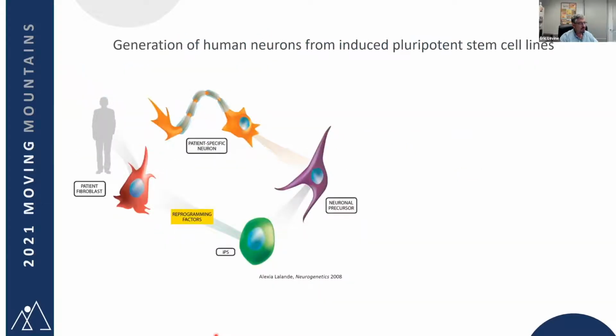So our studies are going to use these human neurons that are generated from induced pluripotent stem cell lines. We got a really nice introduction to that from Stormy's talk last night, so I'm not going to repeat all of that.